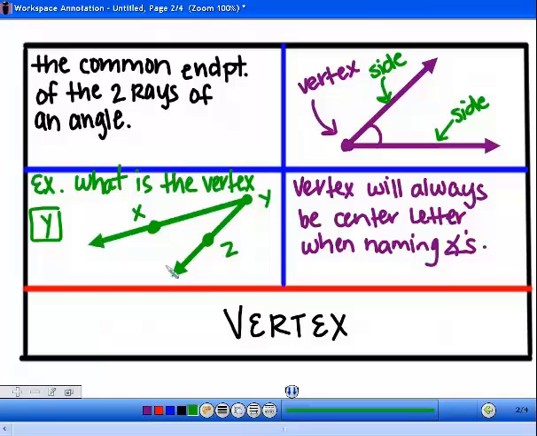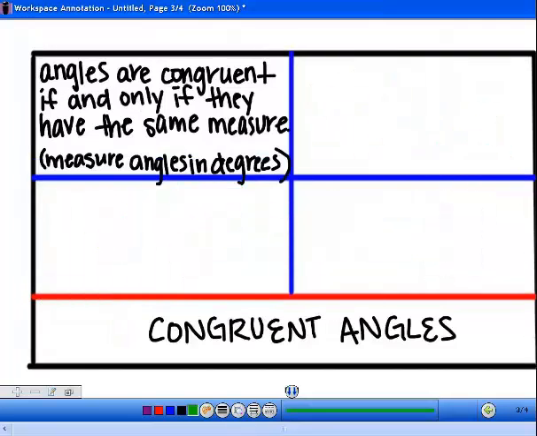If you're not given a picture, you're just given the name of an angle, you're told the angle is called BAD. What's the vertex? It will always be the center one. So point A would be your vertex.